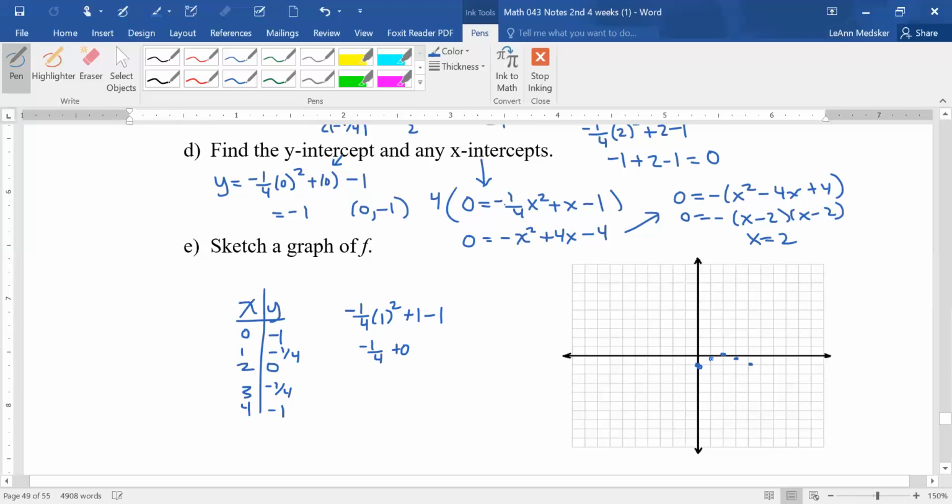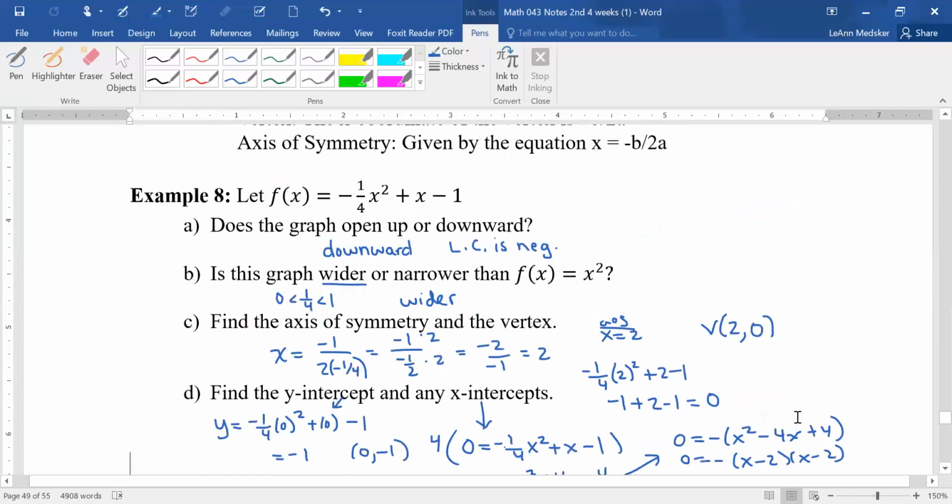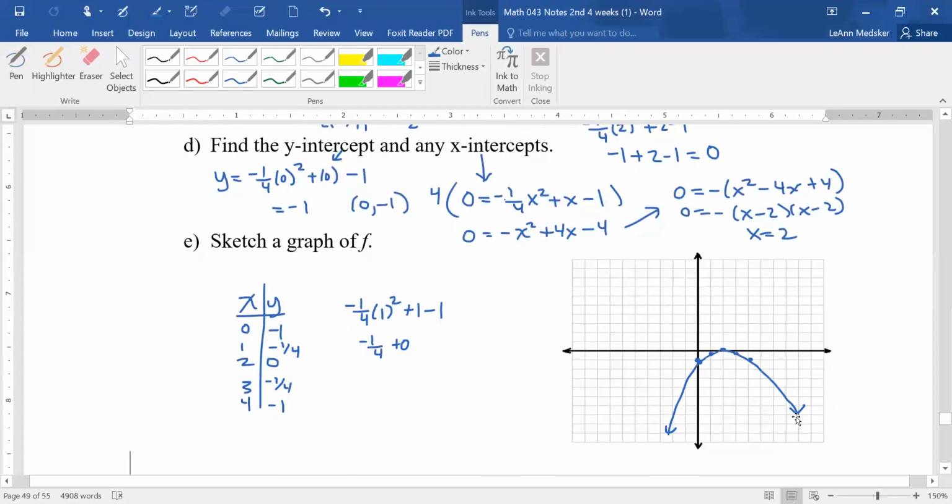So notice this is a very wide parabola, wider than the normal x squared. Okay, and it's opening downward, it's wider, its vertex is 2, 0, -1 is a y-intercept, 2, 0 is the only x-intercept. So the only other thing, if they ask you to, you could sketch in the axis of symmetry. And they don't always ask you to do that, so it's just if it's asked.